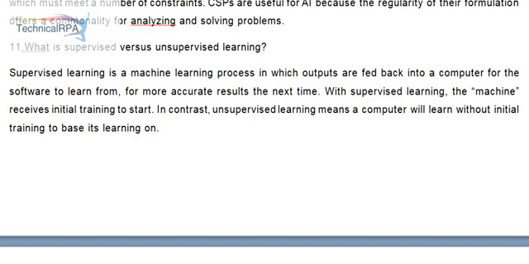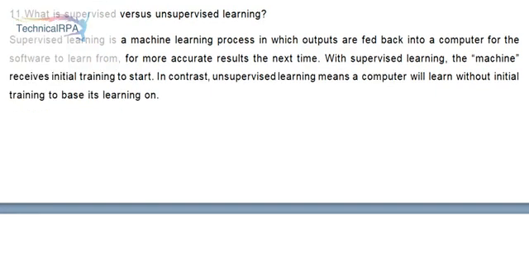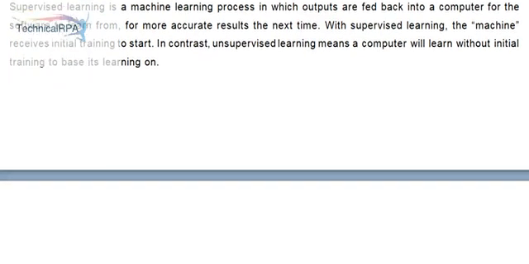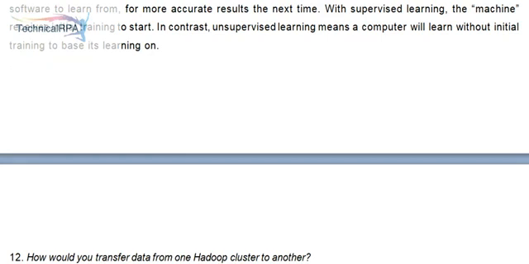11. What is supervised versus unsupervised learning? Supervised learning is a machine learning process in which outputs are fed back into a computer for the software to learn from, for more accurate results the next time. With supervised learning, the machine receives initial training to start. In contrast, unsupervised learning means a computer will learn without initial training to base its learning on.